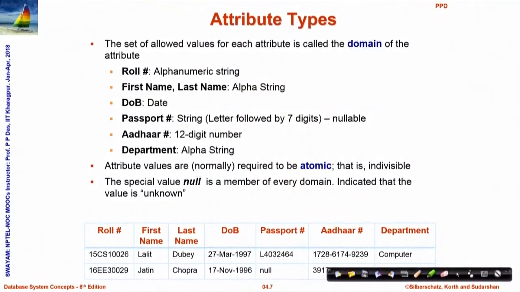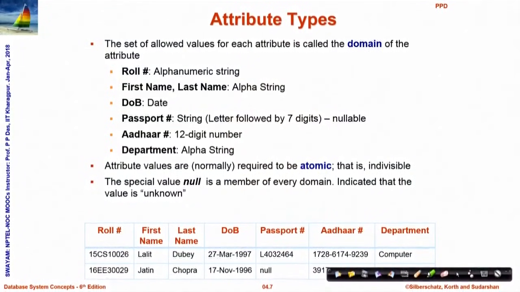Now, some attribute may have a special value called the null value, which is a member of its domain. Actually, every attribute of any domain can have this special value. The null value is not actually a value, it is actually an absence of a value. So, it says that this value is not known.